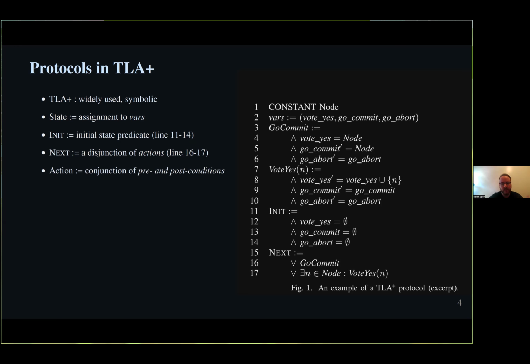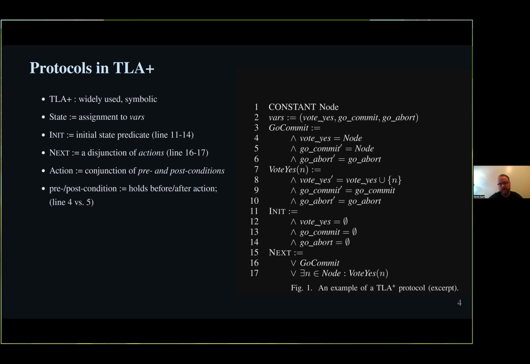And then just to go a little bit deeper, actions are a conjunction of a pre and post condition on the state. A precondition is something that has to hold before the action is taken, and a postcondition is something that holds after the action is taken. So for instance, on line 4, we have a precondition. It says that in order for the go commit action to be taken, it must be the case that all of the nodes participating in the protocol have voted yes. And on line 5, we see a postcondition.